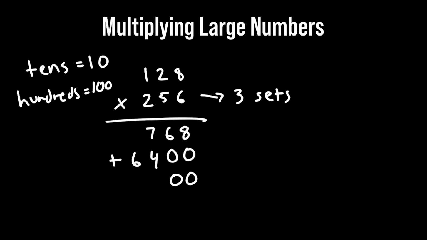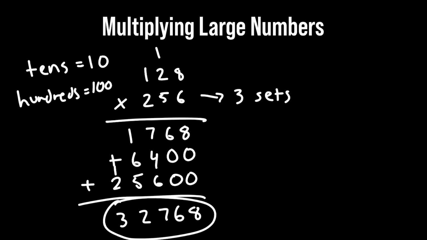2 times 8 is 16. 6 goes here. 1 goes here. 2 times 2 is 4 plus 1 is 5. 2 times 1 is 2. So let's add these numbers together. This is a huge number, 32,768, but this is the exact answer we have.